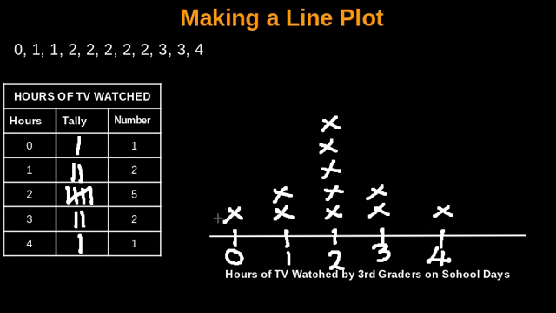We can also find our range here. What is the range? 4 minus 0, the greatest minus the smallest number. 4 minus 0, our range will be 4. Our mode is the hour that has the highest number of X's. So our mode is 2.